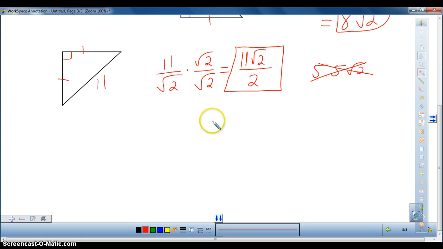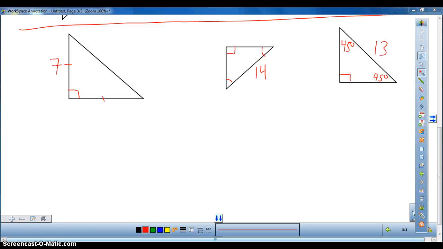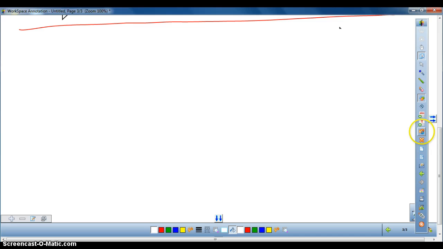Okay, so I'm going to give you 3 more problems to practice, and then we're going to move on to a second type of special right triangle. Okay, so here are the 3 problems I would like you to work through with your group. Then check them with your group, and then I'll put up answers here in a moment. Go ahead and pause the video now. Okay, hopefully you're ready to check your answers.